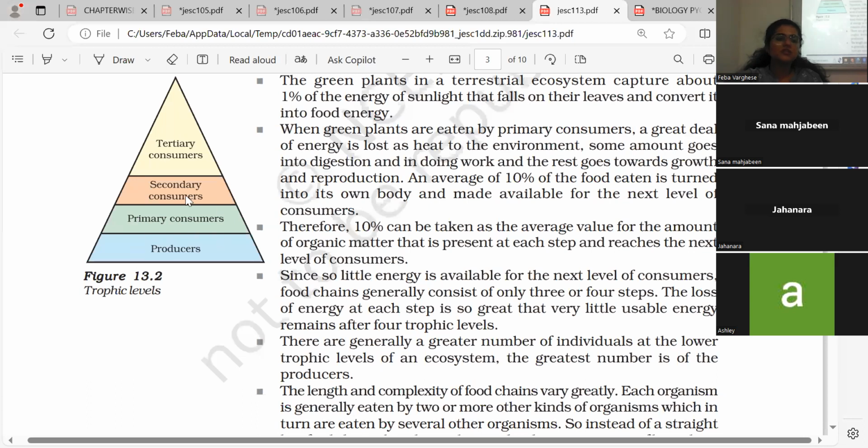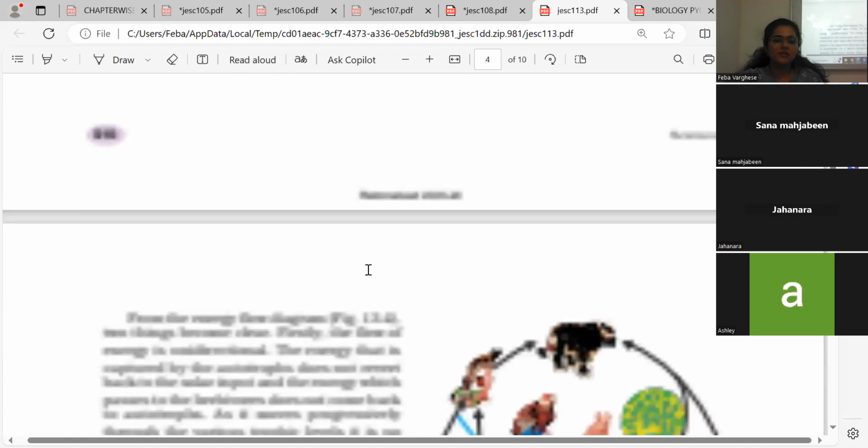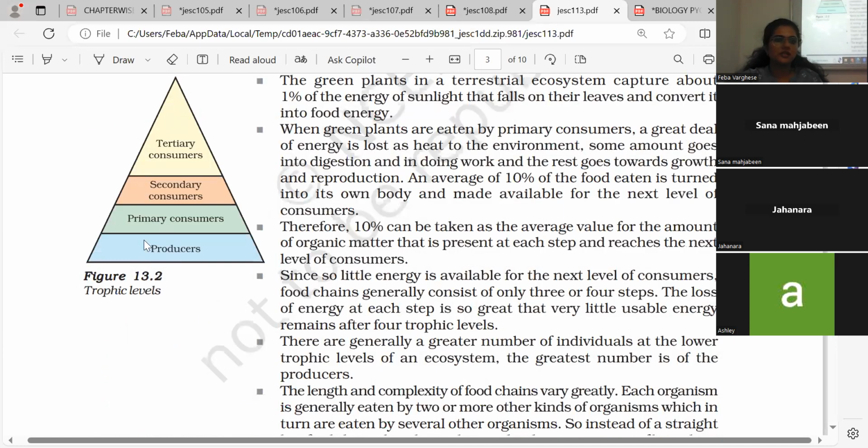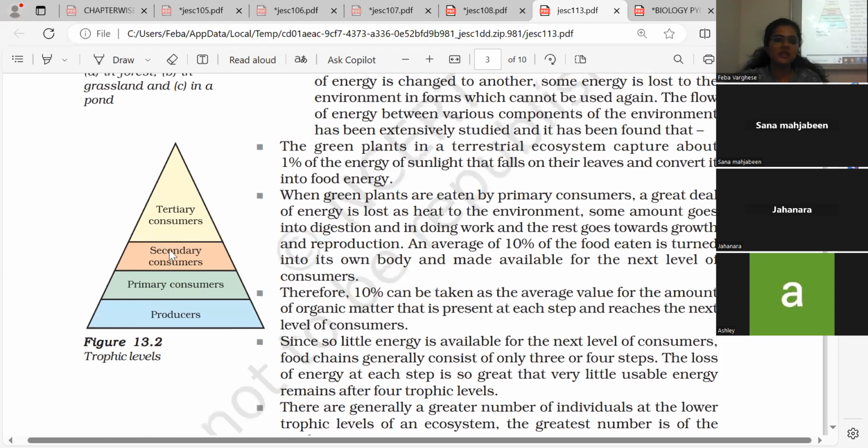What is this? These are trophic levels. Yes, and then there is a pyramid, right? There's a pyramid in which the trophic levels are represented separately. There's a producer at the bottom, then the second trophic level contains primary consumers, then the secondary consumer, and the tertiary consumer. There can't be more than 4 trophic levels in a food chain.